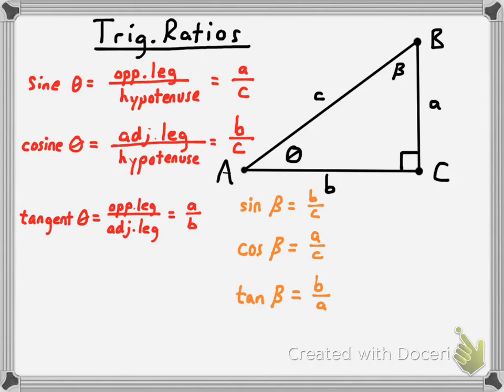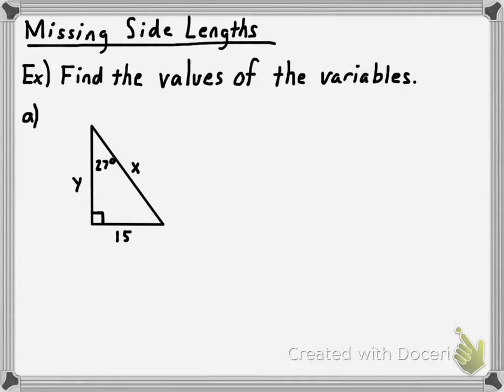Now let's see how you use those to do some very specific things. What I want to show you is how to find the missing side lengths in a right triangle using trig ratios, and then how you find the missing angle measures in a right triangle using trig ratios as well. You're going to need your calculator for this. You're going to need to make sure that it's set to degree mode. If you're not sure how to do that, read the instructions online or wait for class and I can show you.